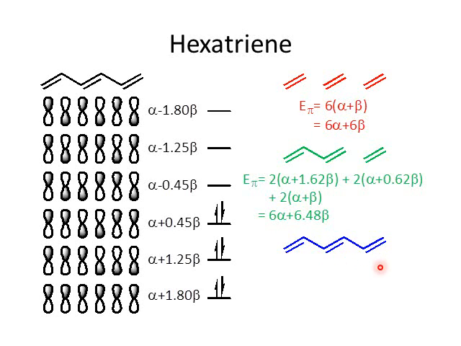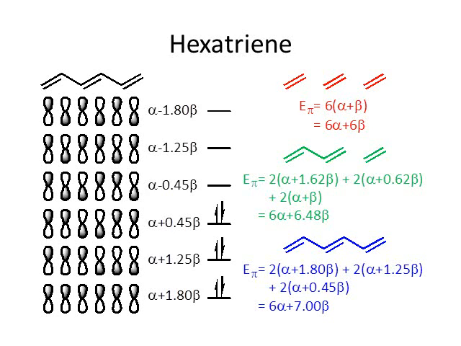But if we look at hexatriene, we have 2 electrons at this energy, 2 electrons at this, and 2 electrons at this. And if we do all the math, that works out to 6 alpha plus 7 beta. So notice conjugation was better than not conjugation, so going from here to here, but more conjugation is even better. Okay, so this will be generally true with conjugated, acyclic conjugated systems: more conjugation is going to lead to lower energy arrangements for your electrons.